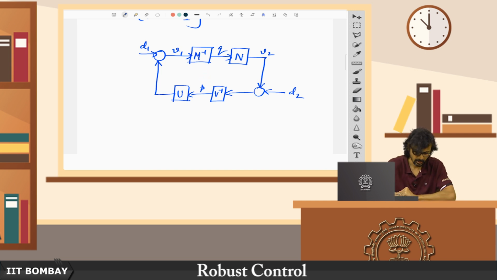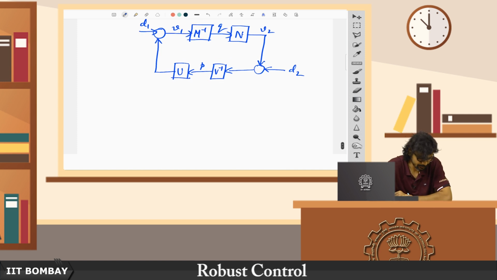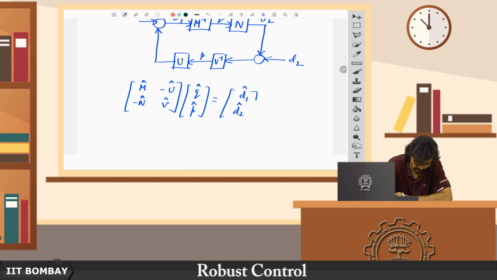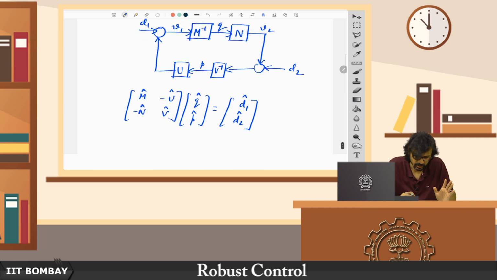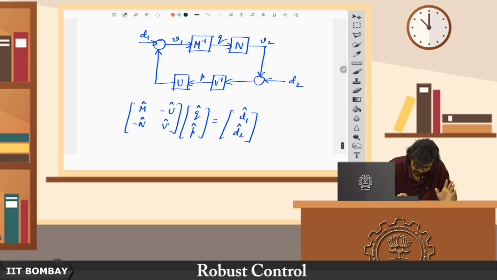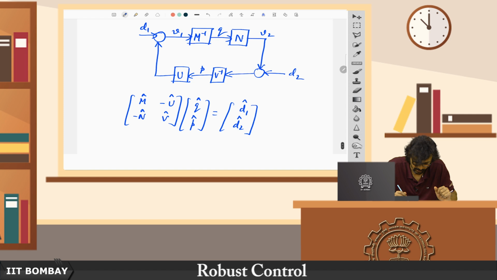Now, with this diagram in place, what can we write? We may write that M hat, minus u hat, minus n hat and v hat, times q hat, p hat, is equal to d1 hat, d2 hat. Nothing special, I am just writing it in a matrix form. You see, m hat q hat minus u hat p hat, that is equal to d1 hat, is it not?